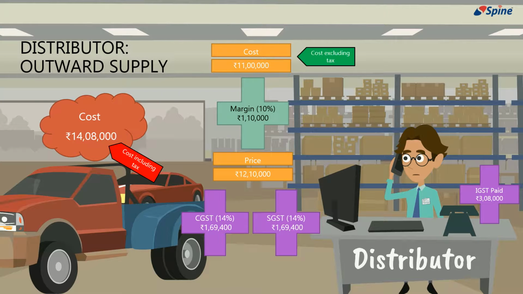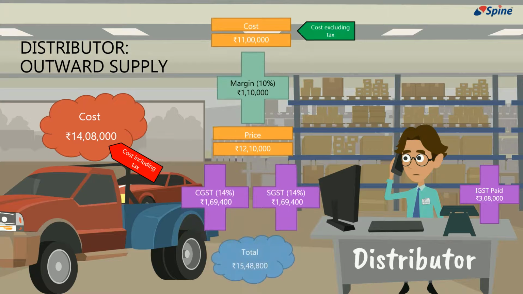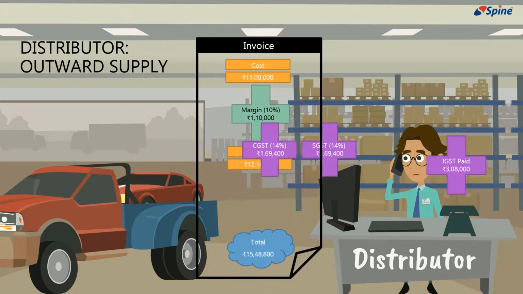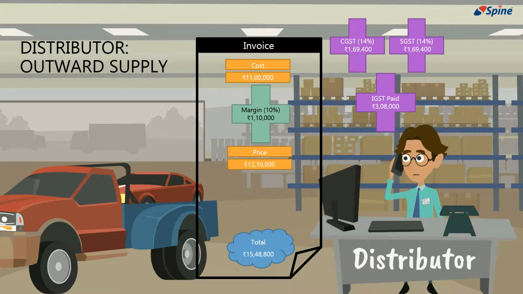This makes a total of 15,48,800. This is the invoice which would be sent to the retailer. Now, similar to what we had seen in the previous case, tax is charged only on value addition. The distributor had paid 3 lakhs and 8,000 in IGST. Now, he has collected a total of 3,38,800 in SGST and CGST combined. So, he should only pay the difference.